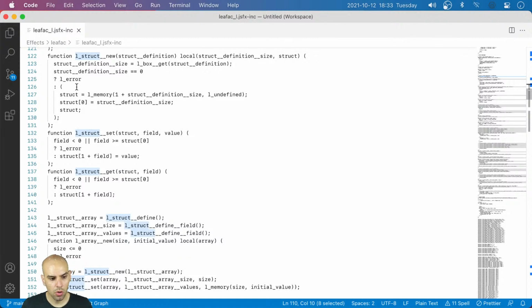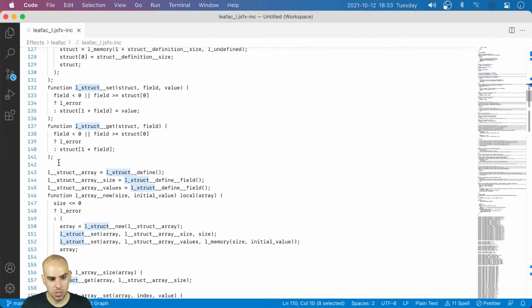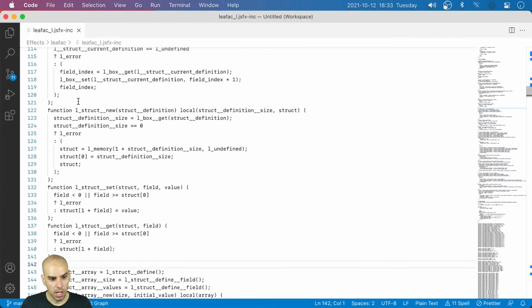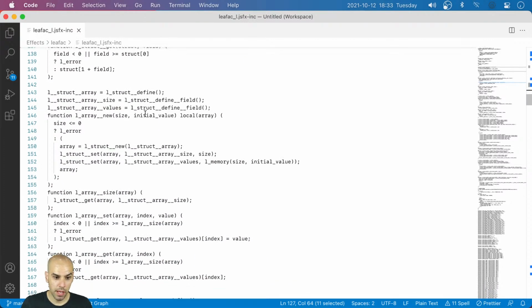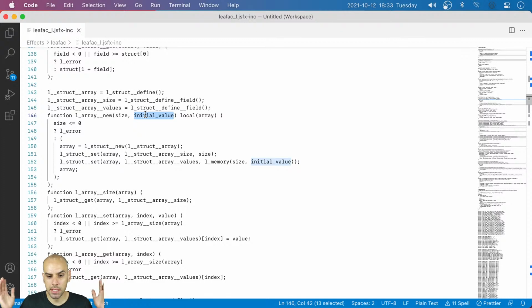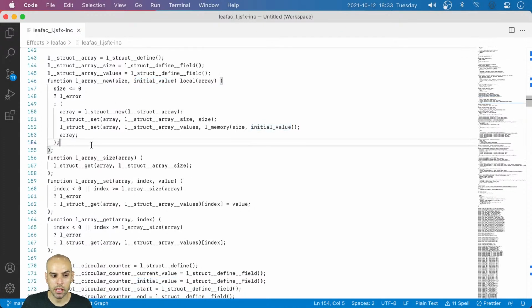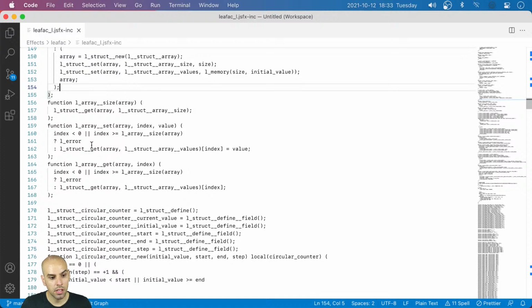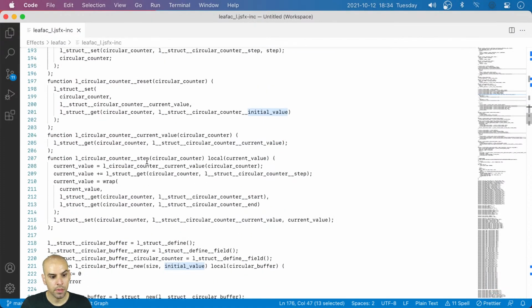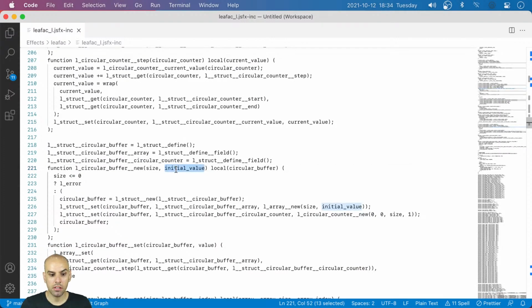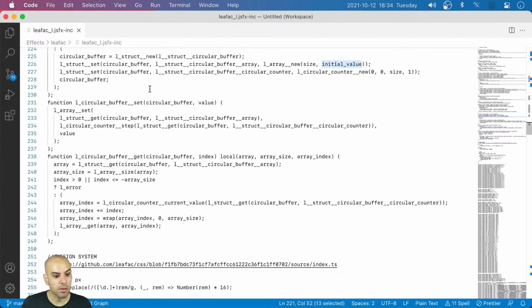So I cannot really know how many values to receive, and there is no notion of functions with a variable number of arguments in JSFX. So for structs, I still initialize stuff with undefined. But for arrays, you have to pass an initial value, and then the whole array will be set to that initial value, which may be something like 0, for instance. It's a common initial value to have. And then a circular counter already had a notion of initial value, so nothing changed there. But for circular buffers, I added the notion of an initial value that is the value in the buffer to begin with. Most probably 0, but you have to be explicit about it when you are creating a circular buffer.